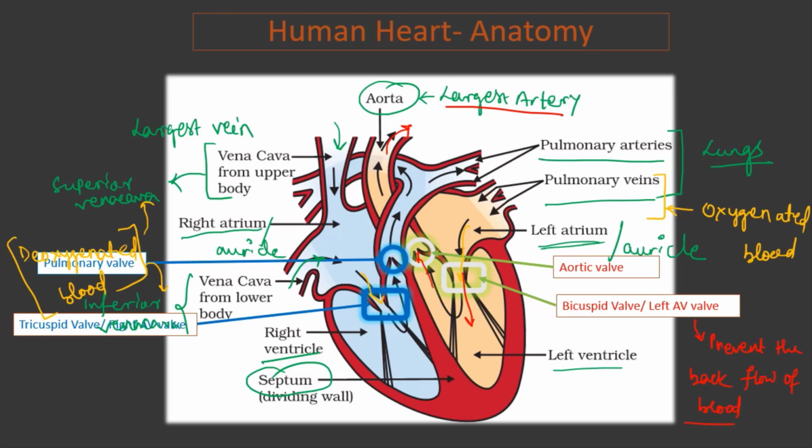So these are the four different valves that are actually present, and they're going to allow the blood to remain in a particular position, and they will not allow the backflow of the blood when there is no pressure exerted from the previous chamber.